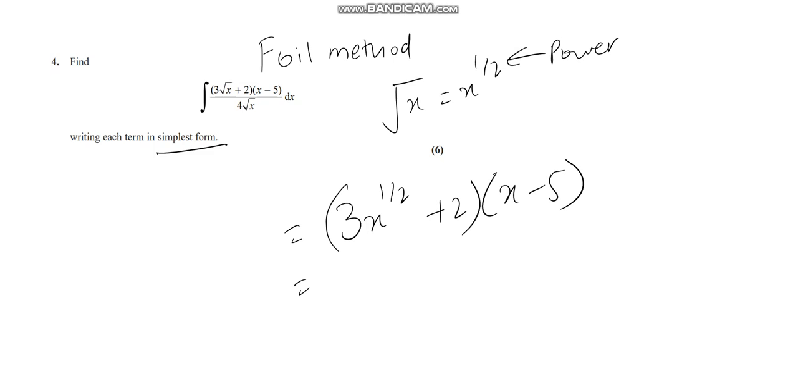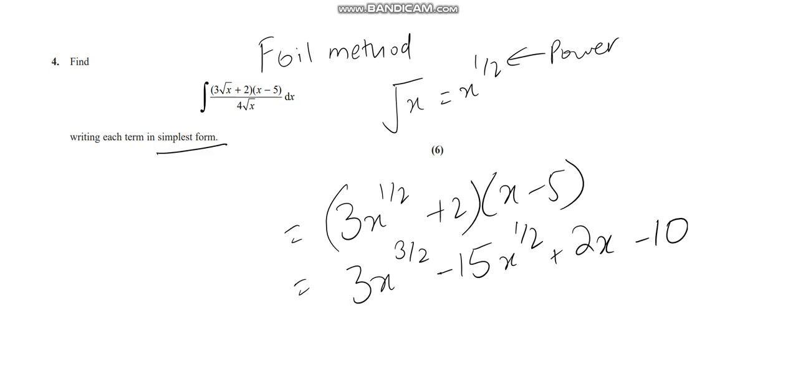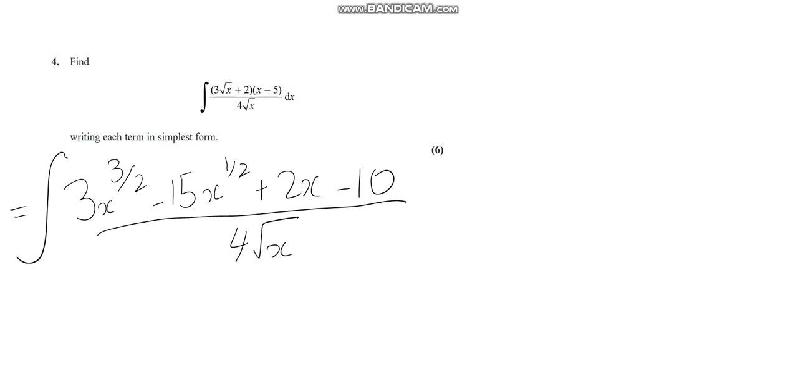So what we can do is remove these brackets first. 3x to the half into x is basically 3x to the half plus 1, so that becomes 3 upon 2. The powers get added, and then 3x half into minus 5, so that's minus 15x to the half, plus 2x minus 10. There you go, our bracket has been removed. So the whole numerator is 3x to the 3 upon 2 minus 15x to the power half plus 2x minus 10, all divided by 4 root x.